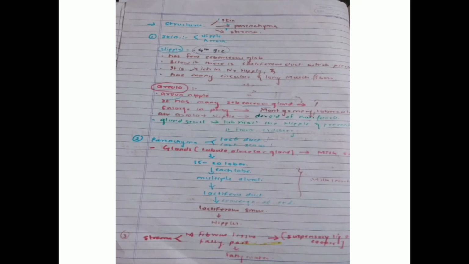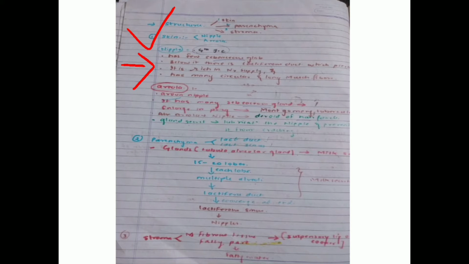So next is the structures. Now what are the structures of the breast? It consists of the skin, parenchyma, and the stroma. Now we will see skin. What does skin consist of? Skin consists of a nipple and the area surrounding the nipple known as areola.